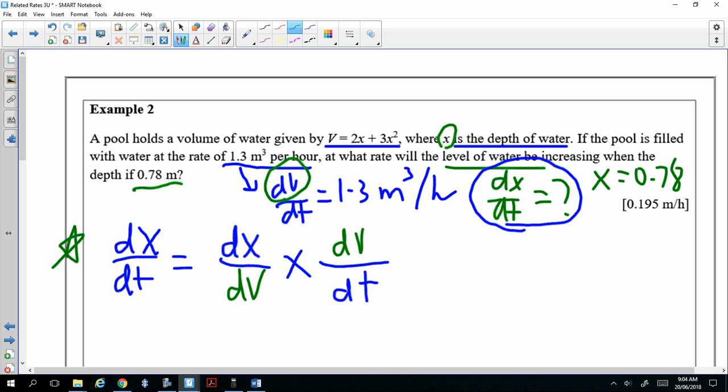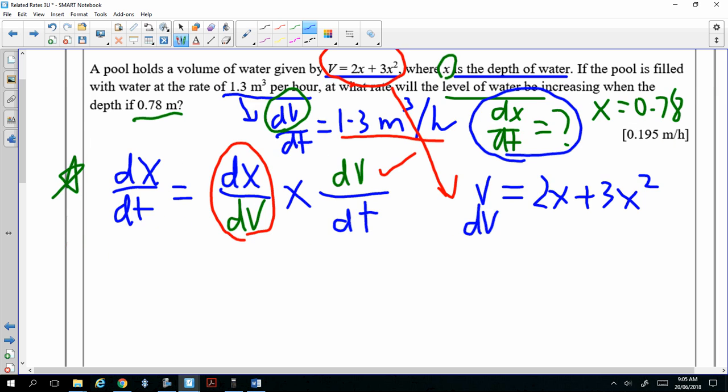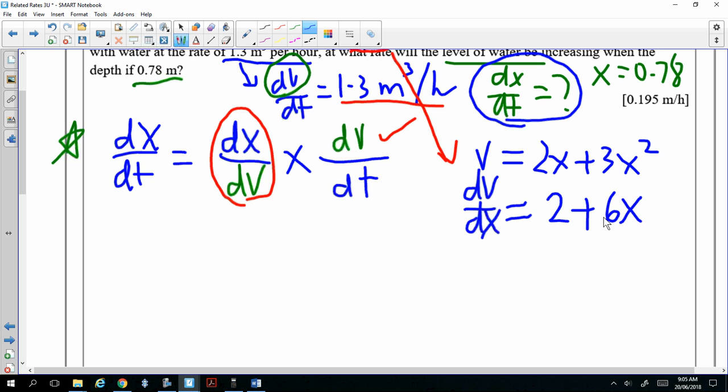Okay, we got dV/dt, that's taken care of, 1.3. We do not have dx/dV, that's where the formula becomes useful. So we'll first find out what V is. And to find dx/dV, we have to make x the subject. That's too hard. So what we're going to do is find dV/dx first, and then we can find dx/dV. To find dV/dx, you differentiate with respect to x, which is 2 plus 6x. And why is that useful? Because dx/dV is just the reciprocal. So if we take the reciprocal of the fraction, it becomes 1 over 2 plus 6x. Like that.